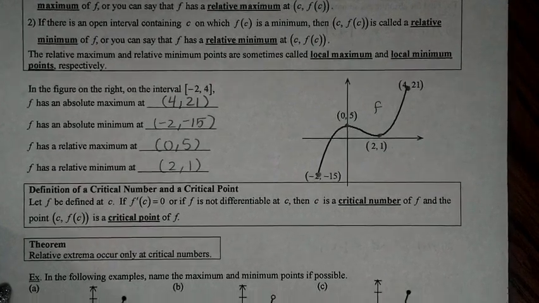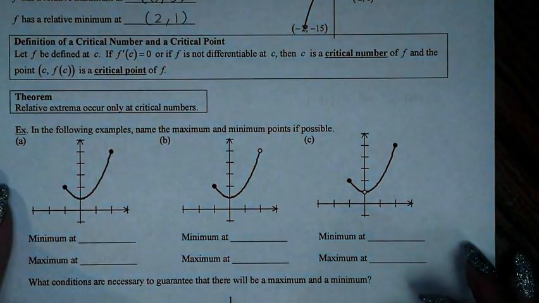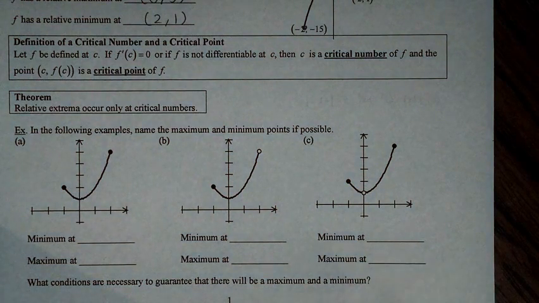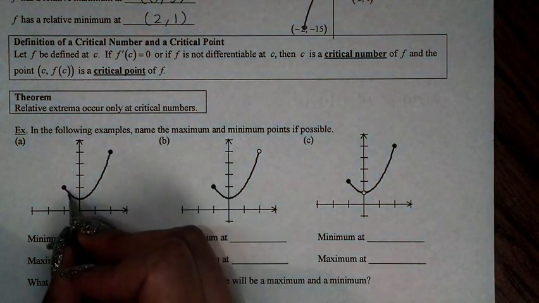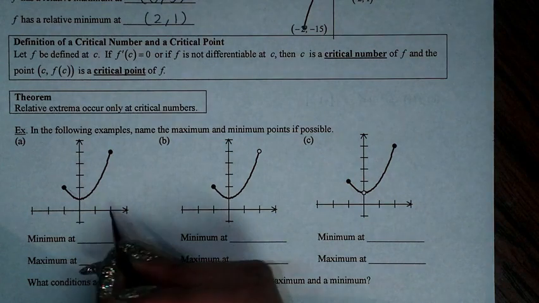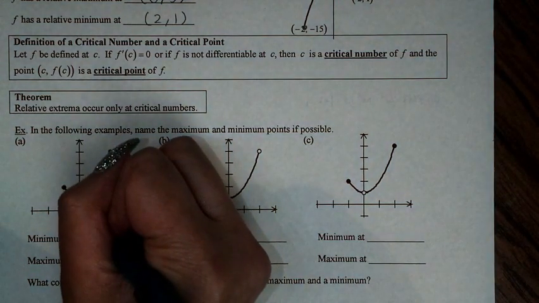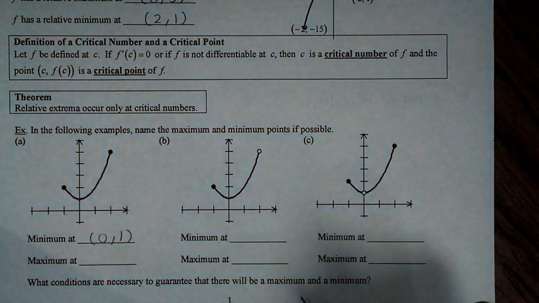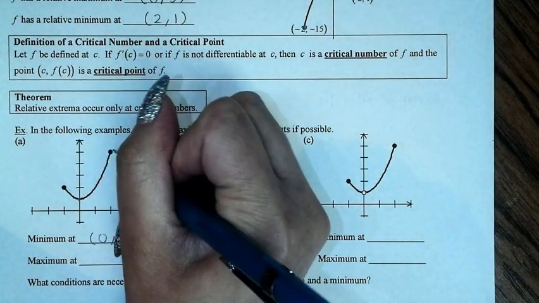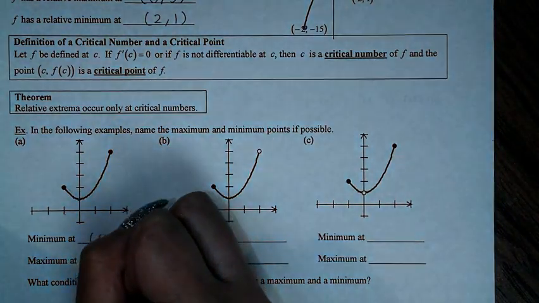So let's look at the examples here so you can see that all of this is pretty straightforward. In the following examples, you need to name the maximum and minimum points if possible. So let's look at this one. We have a continuous function here on the interval from -1 to 2. You can see that the lowest point here is the point (0, 1). Similarly, the maximum, or the highest point, is going to be the point (2, 5).